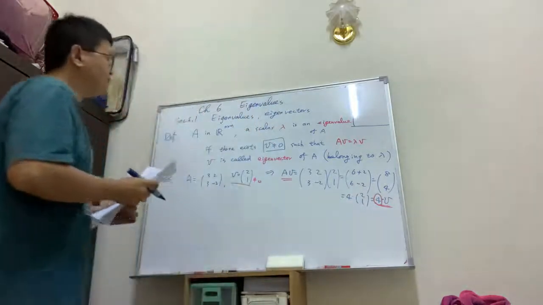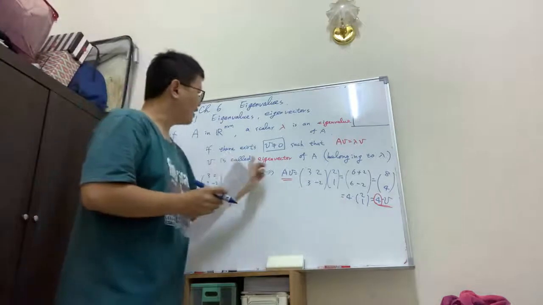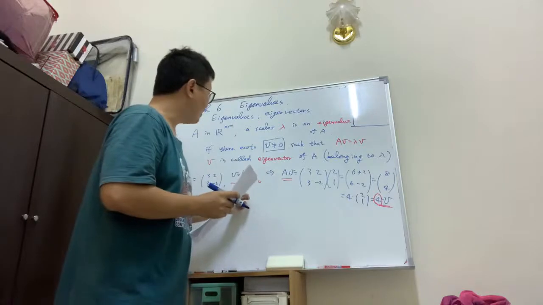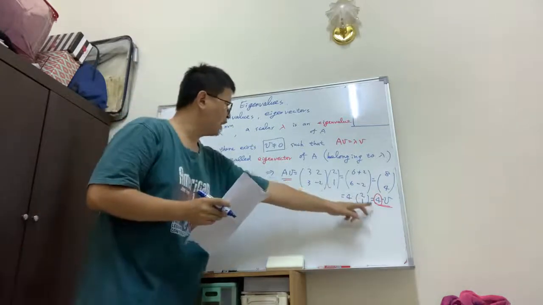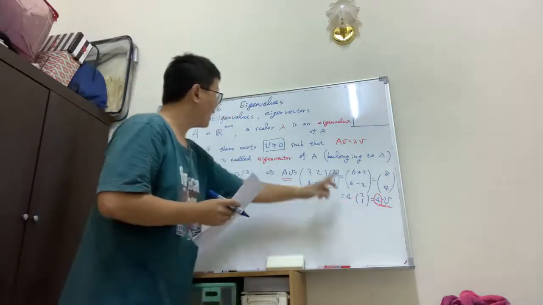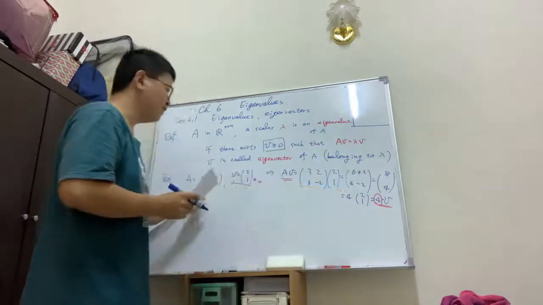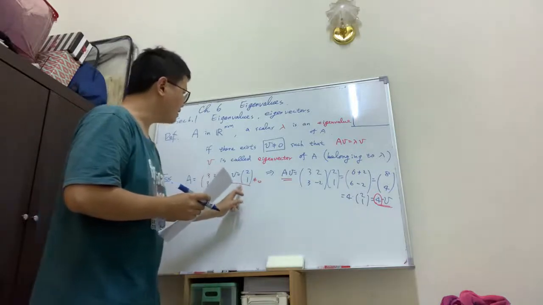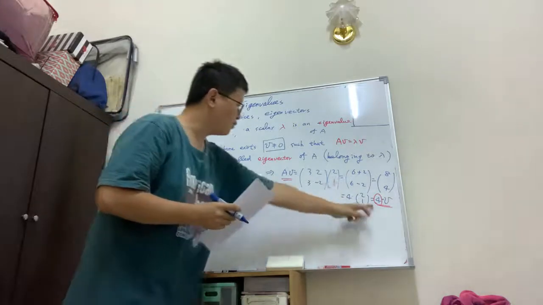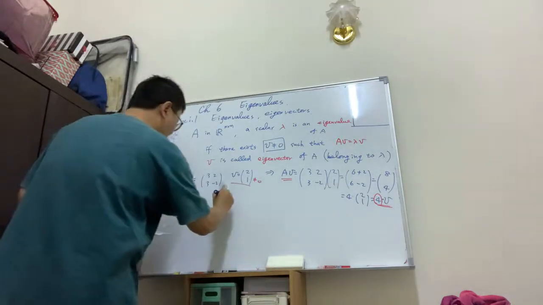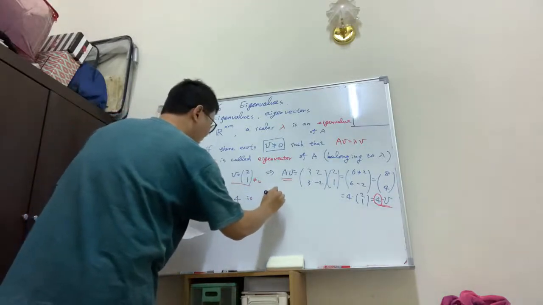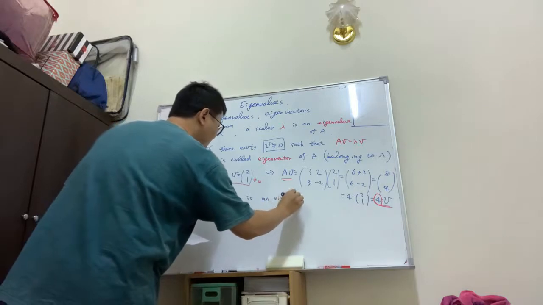So what does it mean? It means that 4 is the eigenvalue of the matrix A. Since v is non-zero, 4 is the eigenvalue of A, and the vector v is the eigenvector of A belonging to the eigenvalue 4. Right? So what can we say? We know that 4 is an eigenvalue of A.